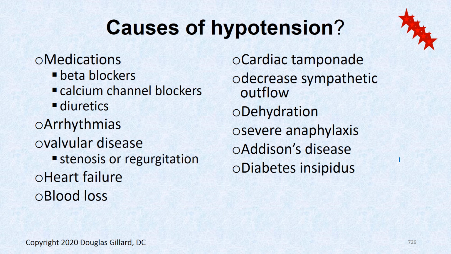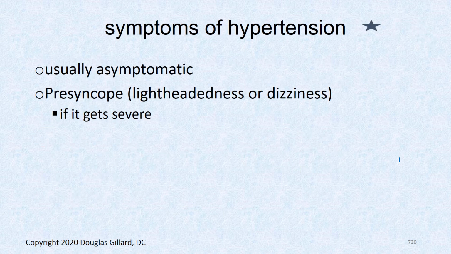Blood loss, if you have hypovolemia. Cardiac tamponade, right? The heart is being squished. It can't eject blood enough. Trouble is it can't fill. That's a diastolic problem. Cardiac tamponade. We'll start talking about heart next week. Decreased sympathetic outflow, dehydration, Addison's disease, diabetes insipidus. They can all cause hypotension.